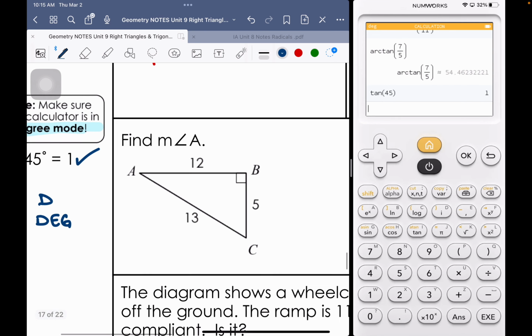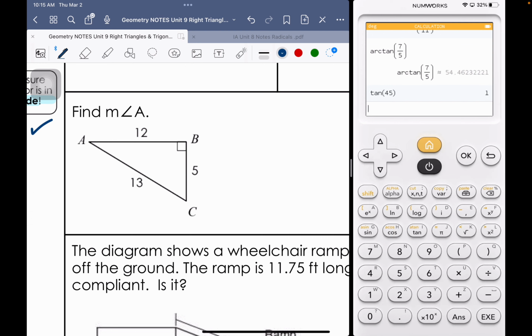Okay, in our next problem, we are given all the sides. We need to find the measure of angle A. So that makes angle A our reference angle. Across from our A is our opposite. Across from the right angle is our hypotenuse. And then our remaining side is our adjacent.